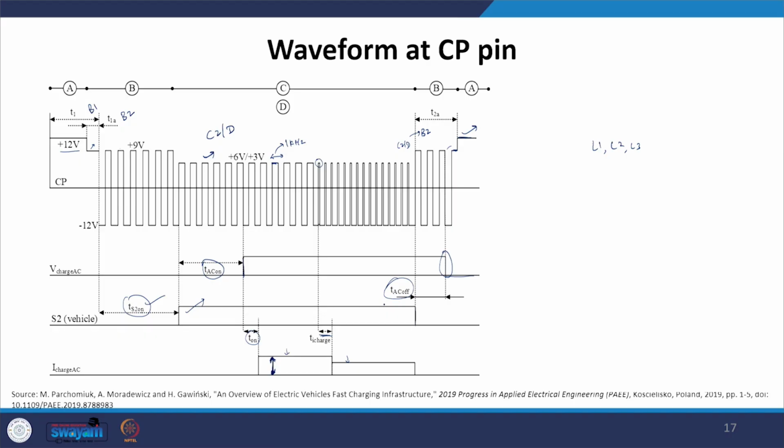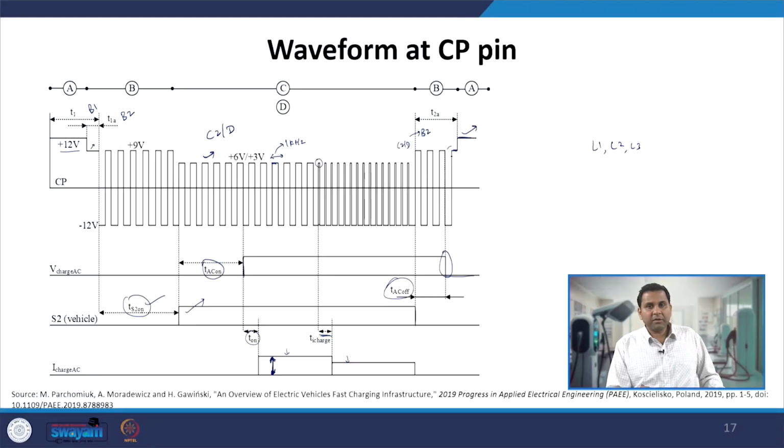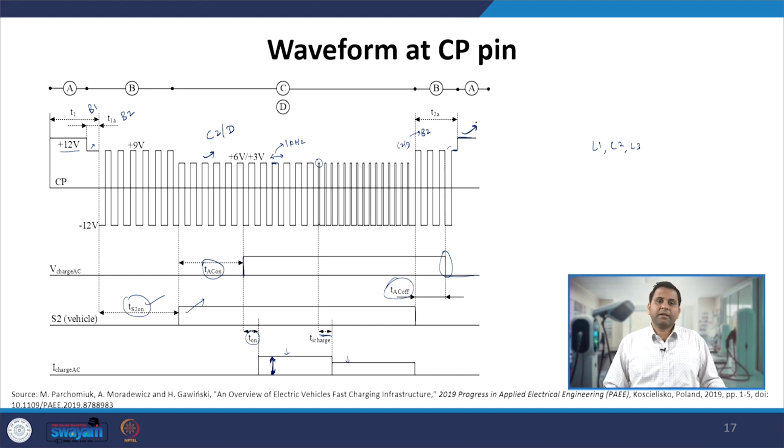And then after T AC off, the contactor gets opened, and that is when the voltage at L1, L2, L3 no longer has the alternating voltage and goes to 0. After a certain point the PWM gets deactivated, and then finally the plug is ready to be plugged out, and then it gets plugged out and the charging state enters state A. So this is how the AC charging takes place.